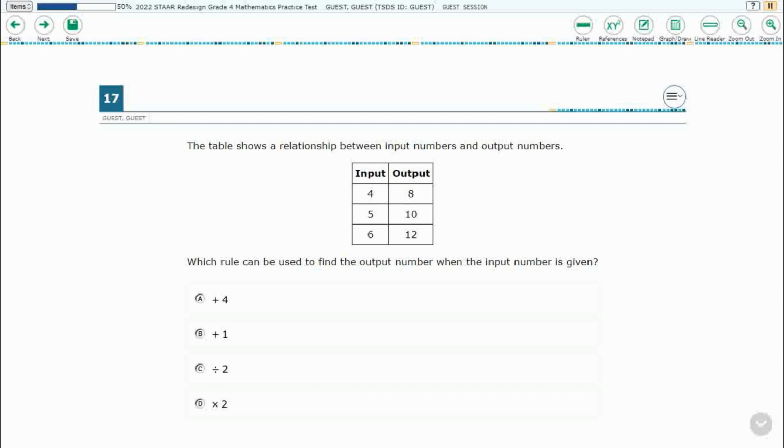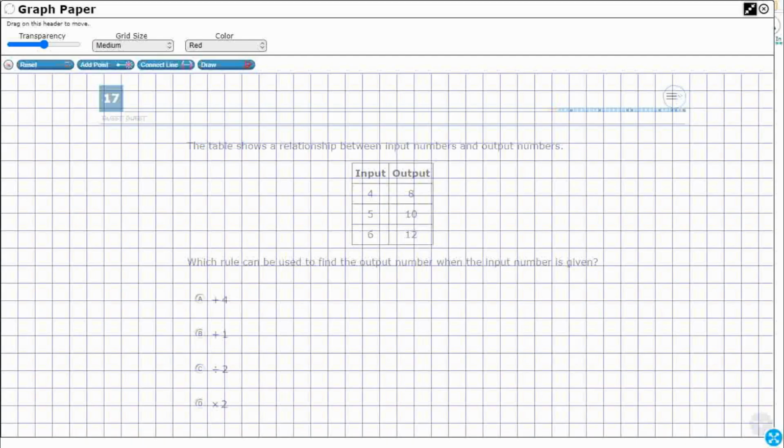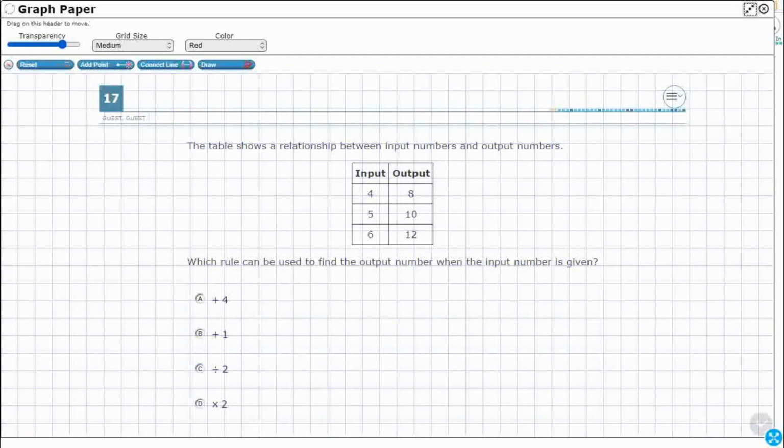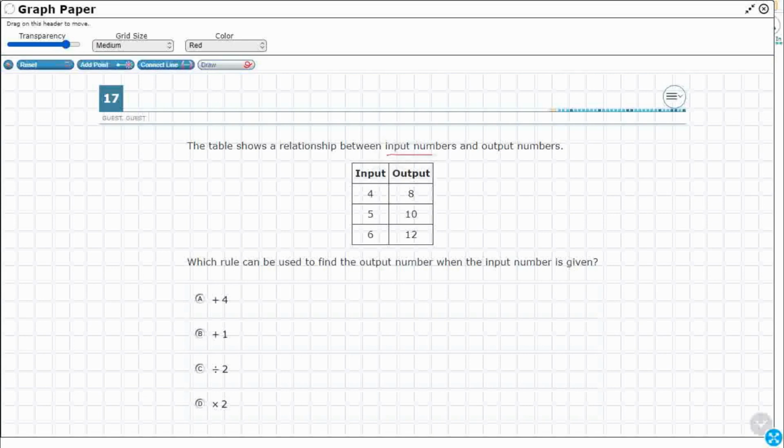So we have a table that shows the relationship between input and output numbers, and we need to simply find the rule that can be used to find the output when the input number is given. Alright, so let's open up our graph draw feature. We're going to expand it out using those diagonal arrows, make it more transparent so we can see what's going on behind there. Click draw. Now we're ready to go.